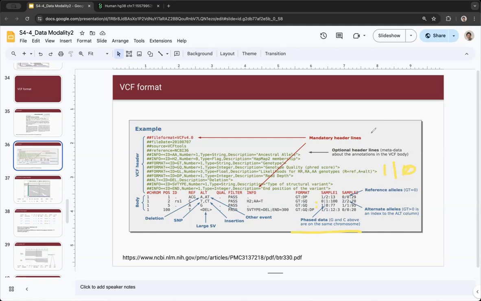So you remember that we put the allele information with the slash. So either it's 0/0, 0/1 or 1/1, right? So this is the most conventional situation for the biallelic case.